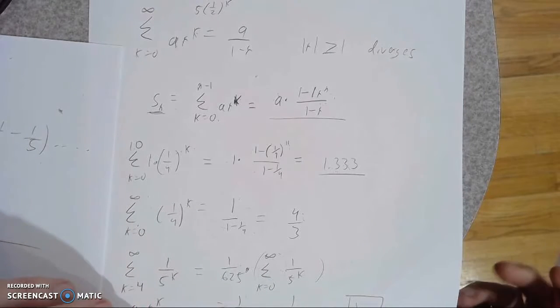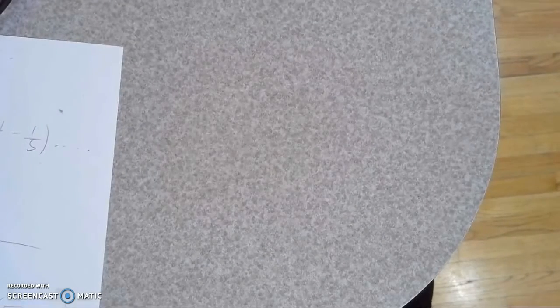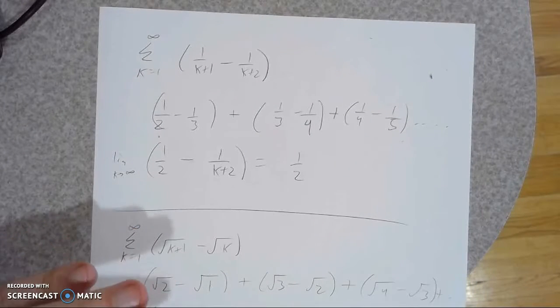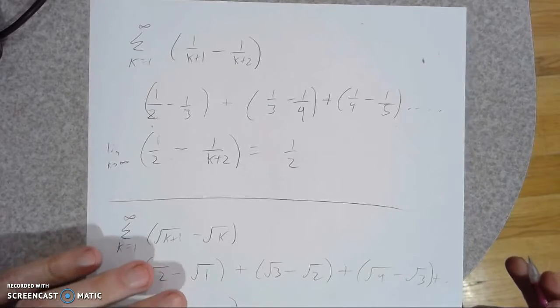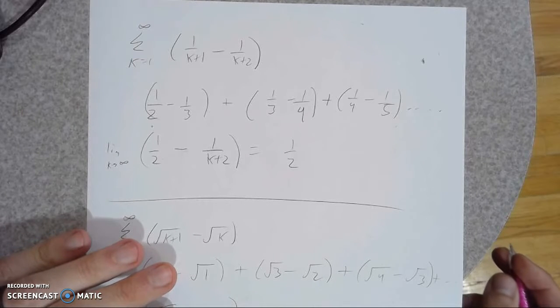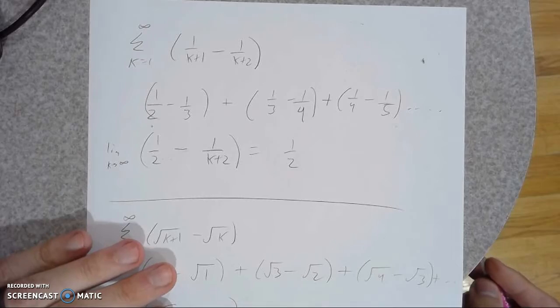Pretty straightforward formulas. Okay, the second kind of series we're going to look at are called telescoping series. Basically what happens on these series is that a lot of middle terms cancel out, and usually only the first and last term end up mattering.